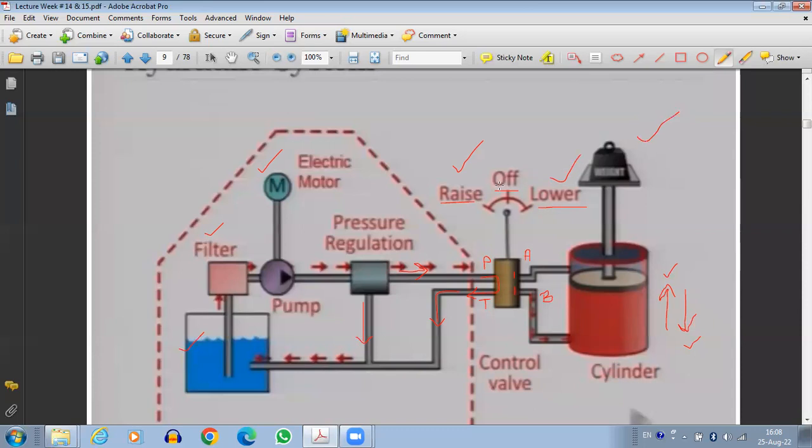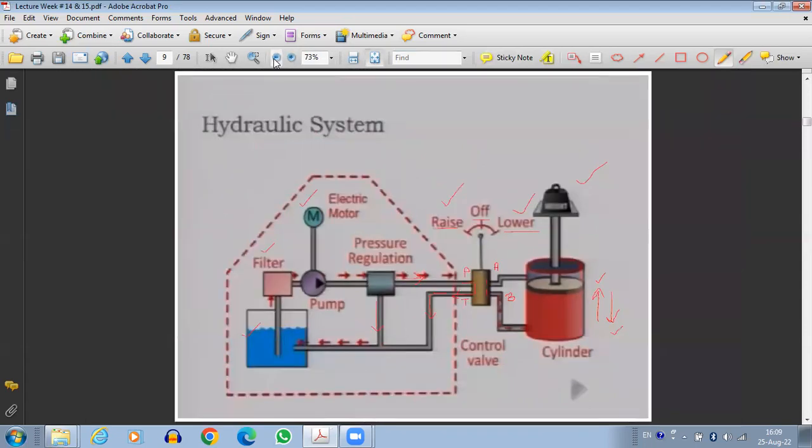So this is the position of a control valve where it will neither allow lowering of the load nor raising of the load, just keeping the load at the same location. So that's another third position. Anyways, this is how the hydraulic system works, and this is the basic functionality of the hydraulic system as shown here.